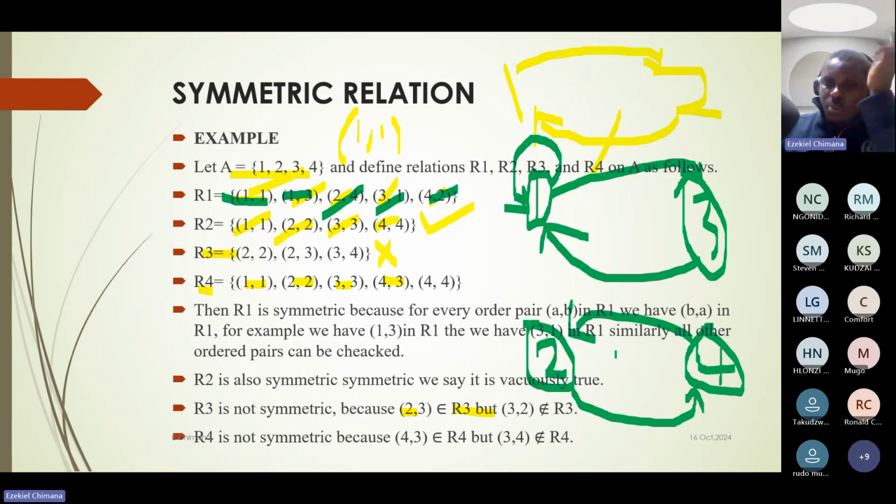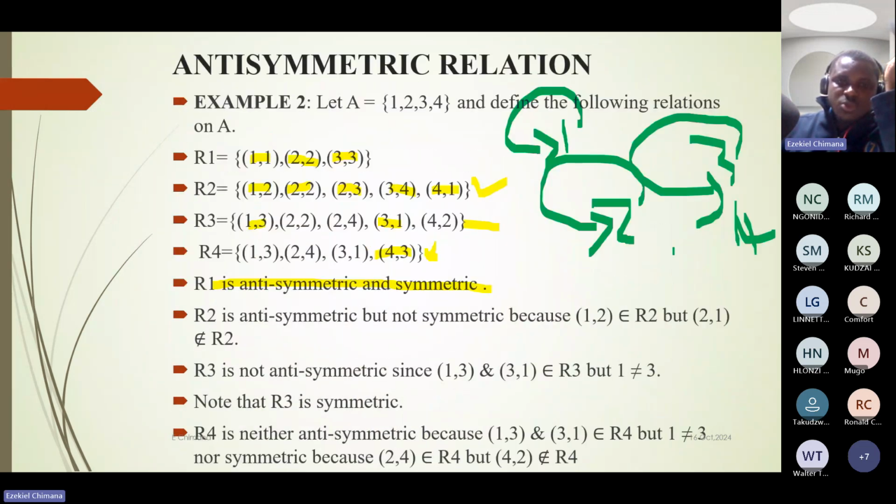So I want you to comment using this. When you are commenting, you need to tell us this is a symmetric relation. Why? Because at 2, we have got an arrow going from 2 to 4, and also we've got an arrow going backwards from 4 to 2. Also, whenever you've got an arrow going from 3 to 1, we also have an arrow going from 1 to 3. Just like that. That's what you are supposed to do.